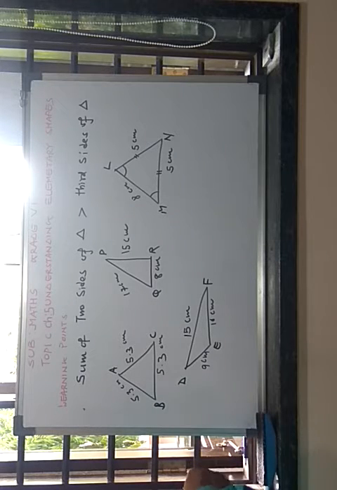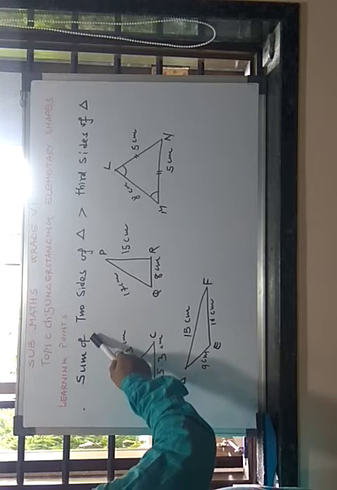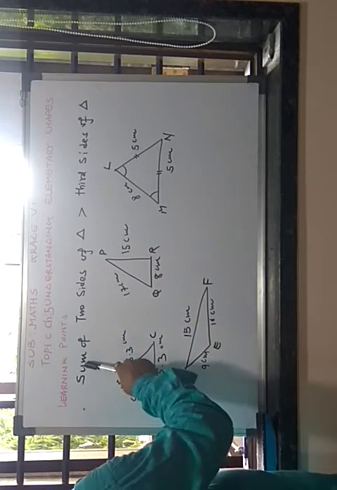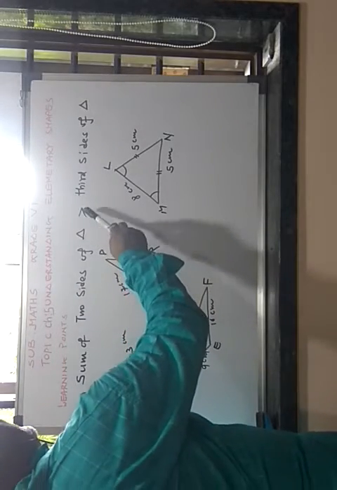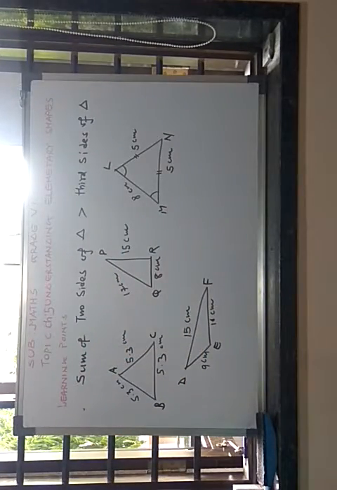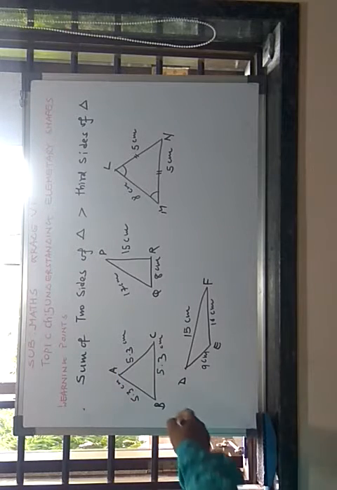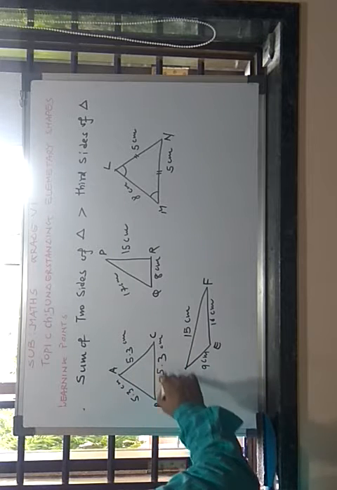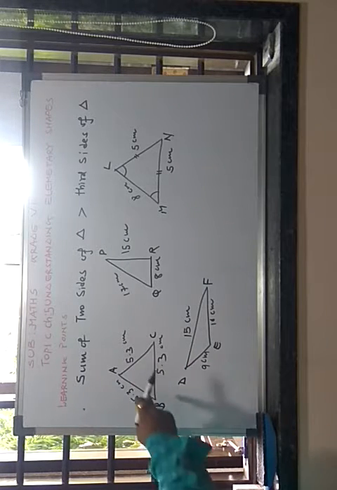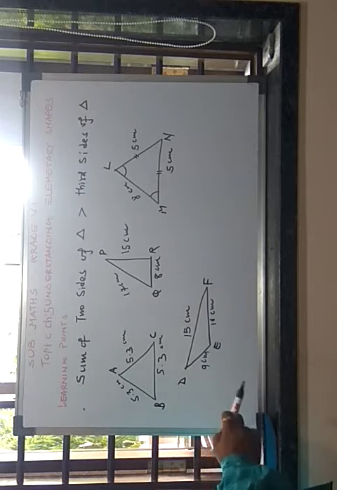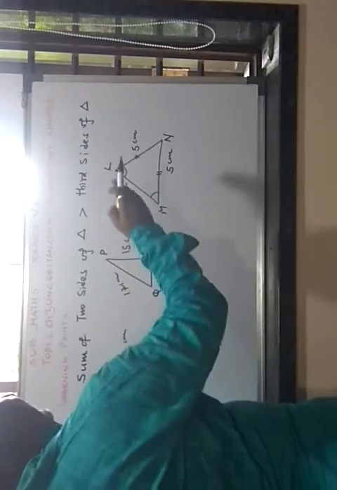Okay, come to the next point. Sum of two sides of triangle. This is triangle. Sum of two sides of triangle is always greater than third side of triangle. Now here I have drawn some triangles, and I have given also its measures. Here you see 5.3, all sides are equal. Means this is our equilateral triangle. This is our obtuse angle triangle. This is our right angle triangle. This is our isosceles triangle, where I have given some measurement.